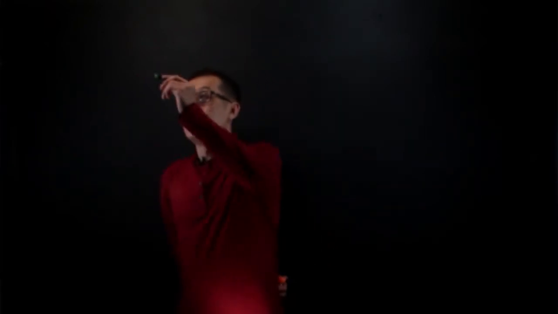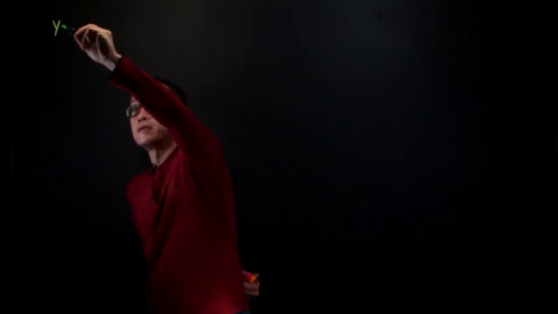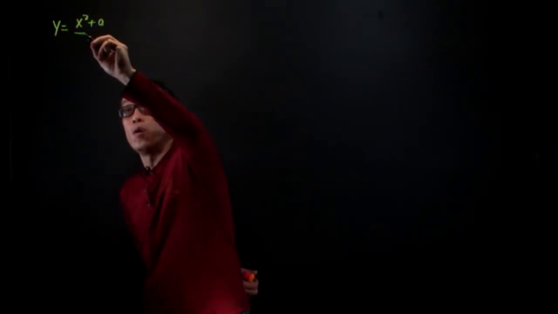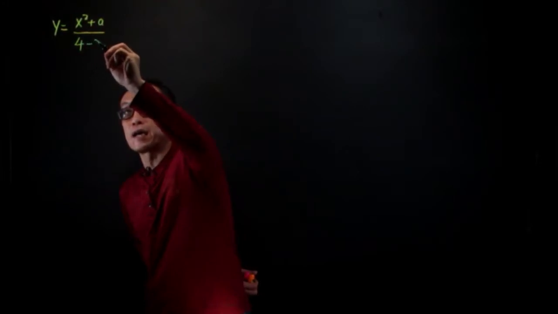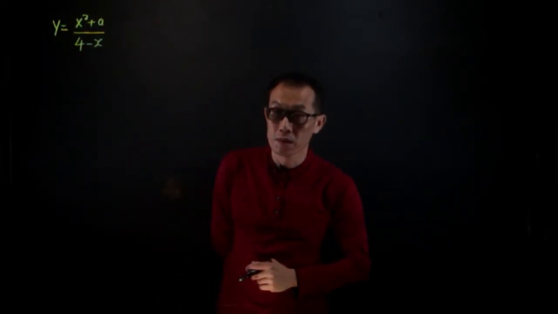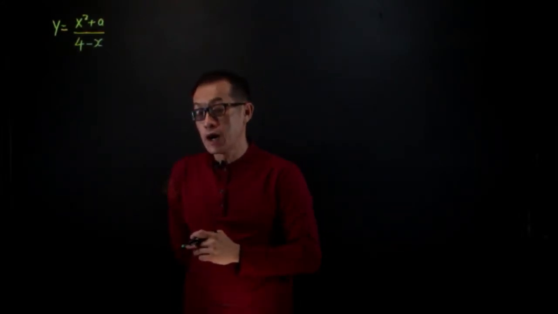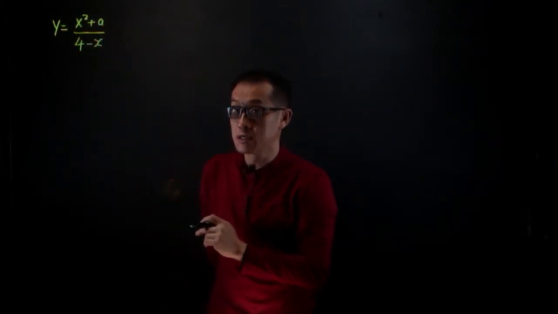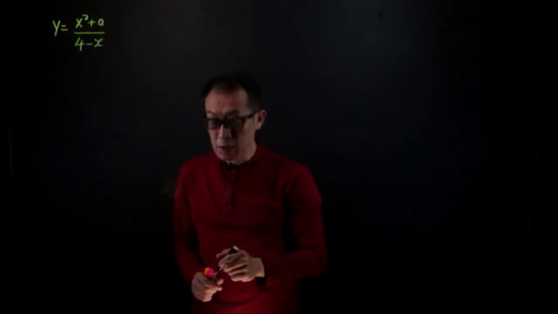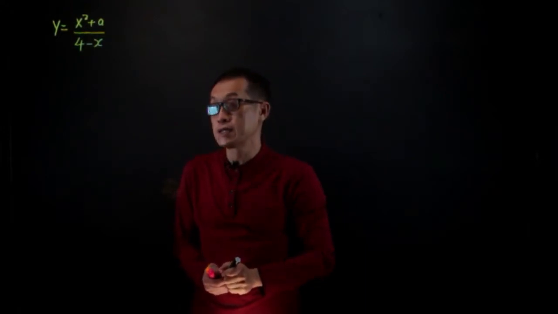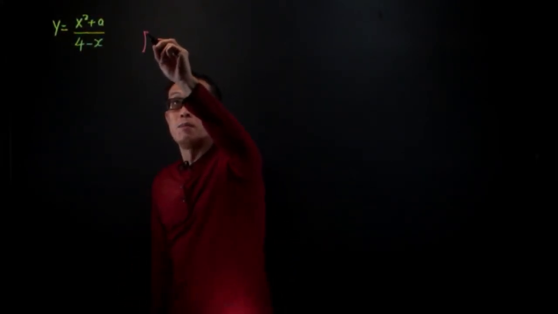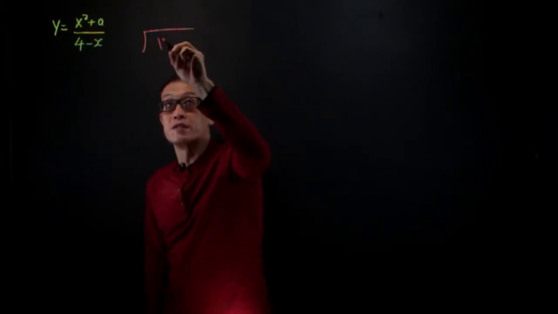You're given a graph y equals (x squared plus a) over (4 minus x). Now, you are asked to state its asymptote. You look at this expression, it is an improper fraction. To find its oblique or horizontal asymptotes, you have to do a long division, and I shall not bore you with the working of the long division.